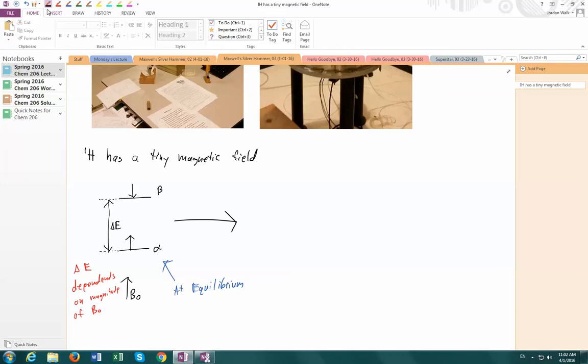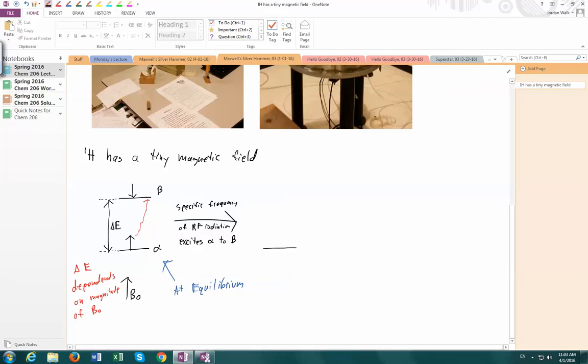with some RF radiation. We'll say a specific frequency of RF radiation, and it must correspond to our delta E, right? Because a specific frequency corresponds to a specific energy carried by a photon. So we have a specific frequency that's going to excite this stuff, and it is going to excite all of our alpha stuff to beta stuff. More or less, we pulse this thing, and everything gets excited.